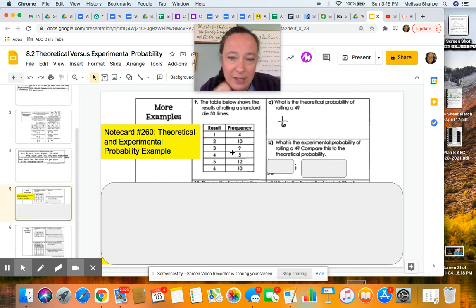But over here, based on this experimental probability, what was the experimental probability of rolling a 4? So we look, they got a 4 5 times out of 50 trials. So it was 5 out of 50, which reduces to 1/10. So what are those as decimals? Well, 1/10 is smaller than 1/6.